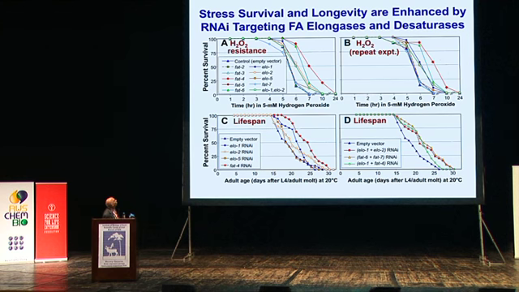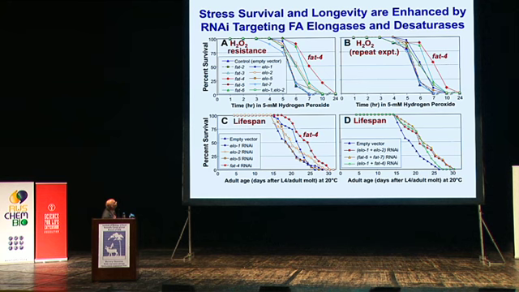Go back. So if you look at FAT4, which is responsible for making the highest PUFAs, if you knock that down as you kind of try to emulate the longest lived worms, you get an increase in lifespan. So this is an experimental test of that hypothesis. This is now looking at a benefit to hydrogen peroxide resistance, but there's also a benefit to lifespan. This gave us about a 25% increase in lifespan.